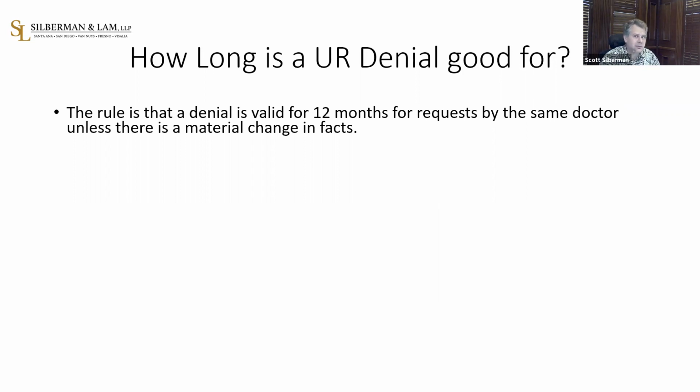Okay, it is true in some cases. It's true if there's no material change in facts. So the two key things here are the same doctor and there's a material change in facts. So maybe your primary treating doctor, the internist or pain management doctor, did request an MRI of the lumbar spine and that was denied, right? Then you went to your spine surgeon who again requested it. The insurance company cannot deny that as a duplicate request because that's a different doctor. Also, if they waited longer than 12 months, they can't deny it as a duplicate request either.